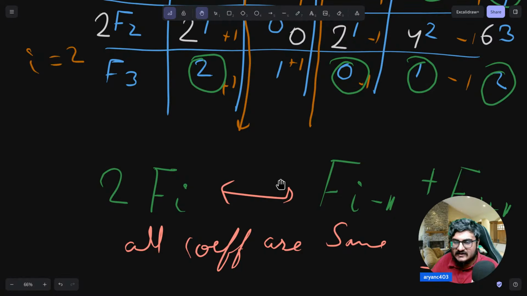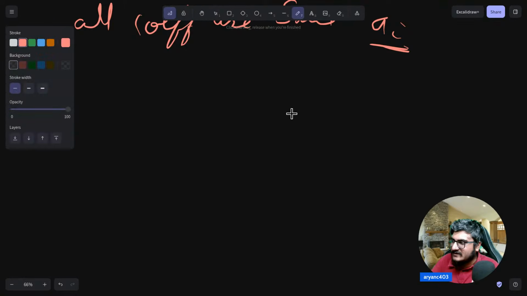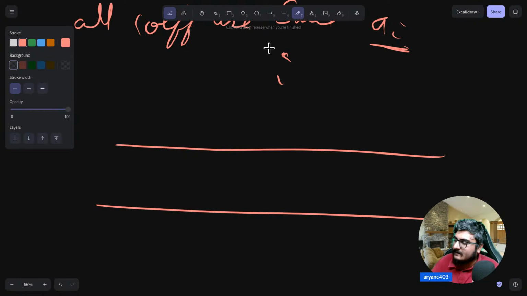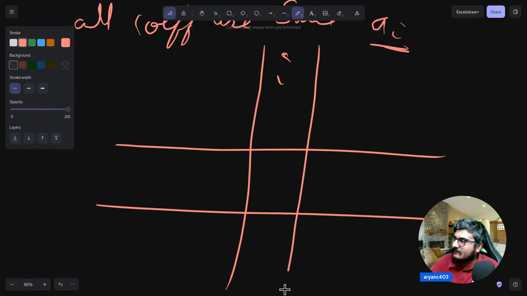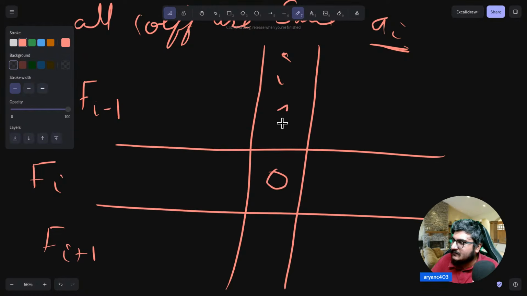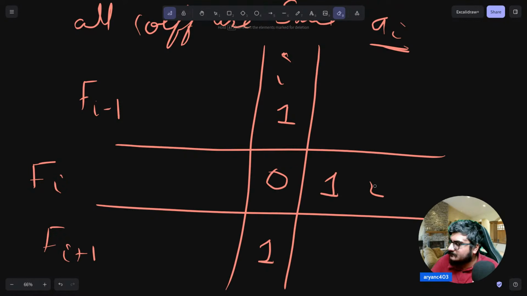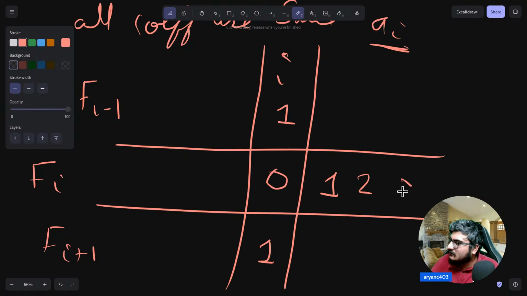Any questions, anyone? Or if I have to look at some arbitrary i, and let's say this is Fi, this is Fi minus 1, this is Fi plus 1. Here it will be 0, here is 1, here is 1. The sequence here is 1, 2, and so on. Here also the sequence would be like this: 1, 2, 3 and so on. Here it would be 2.